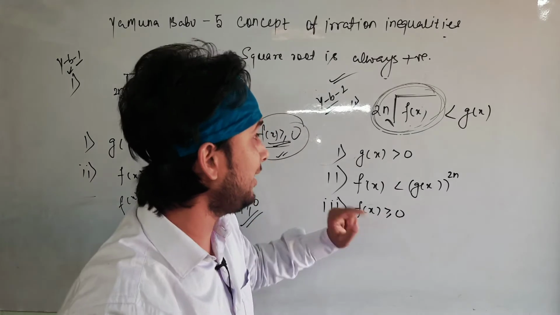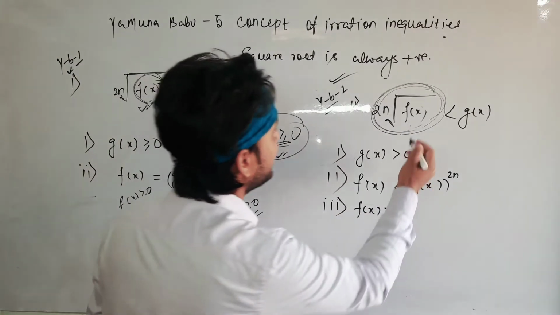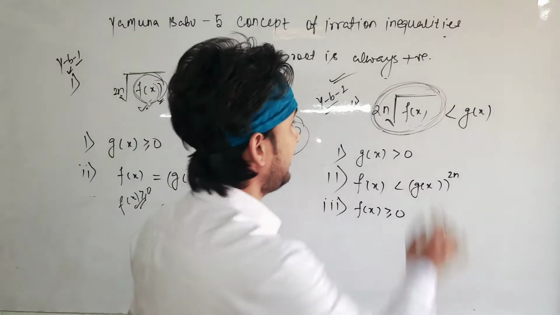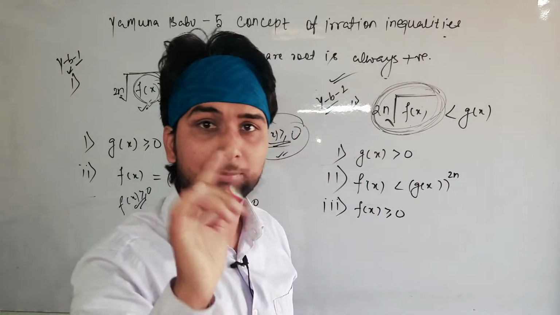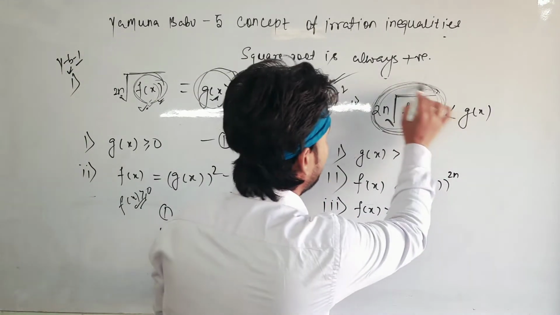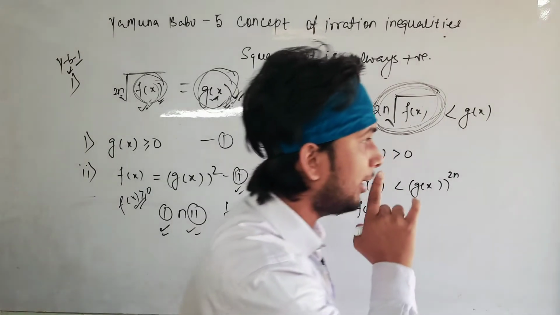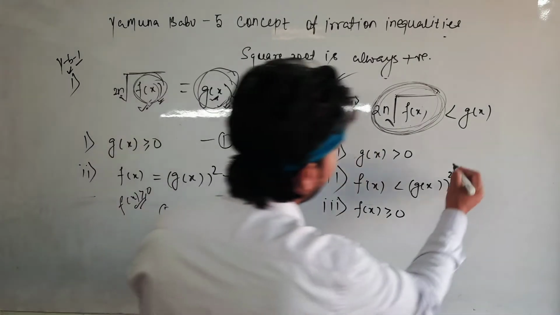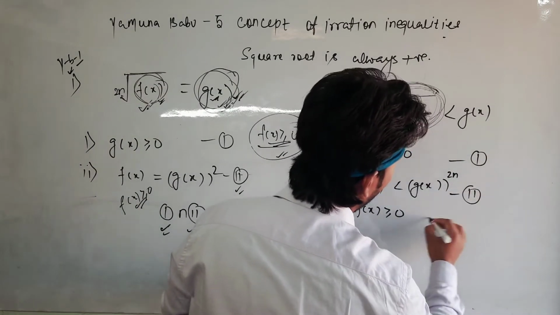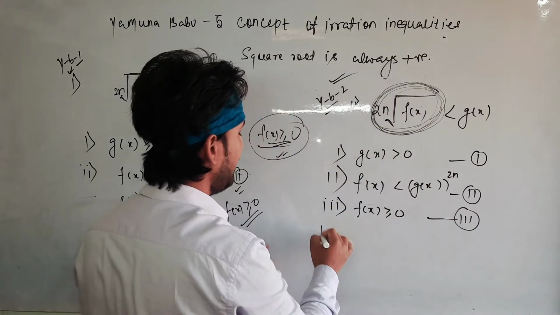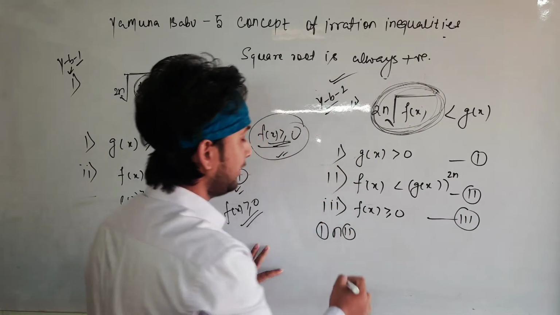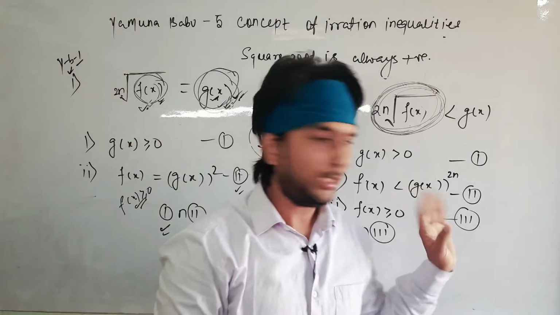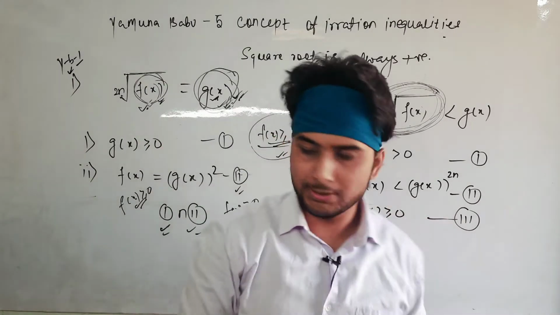Why is it necessary here? It is necessary because the square root of f(x) is less than g(x), and then this square root must be at least defined. Then in this condition you have to apply only one intersection: condition 1 intersection condition 2 intersection condition 3. Is there any doubt here now? Okay, let's see the third condition.